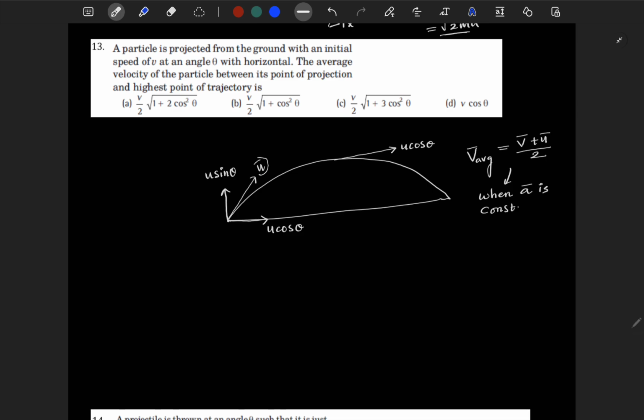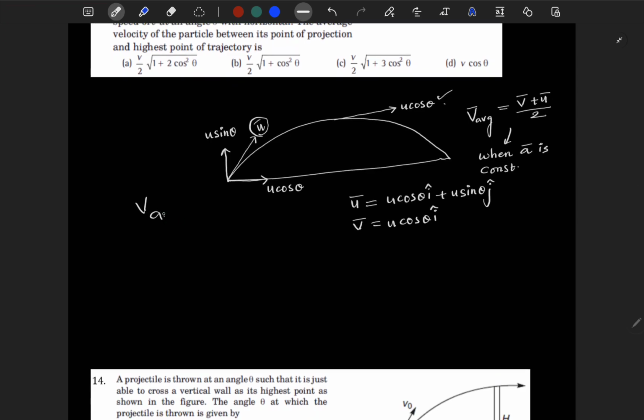So let's try this. The initial velocity vector is u bar equal to u cos theta i cap plus u sin theta j cap, and the final velocity vector is v bar, which is simply u cos theta i cap. So v average is the sum of these two vectors divided by 2. U cos theta i plus u cos theta i is 2u cos theta i, but there is 2 downstairs, so it becomes u cos theta i cap, plus u sin theta j cap plus 0, divided by 2, which gives u sin theta by 2 into j cap. So this is the velocity vector.